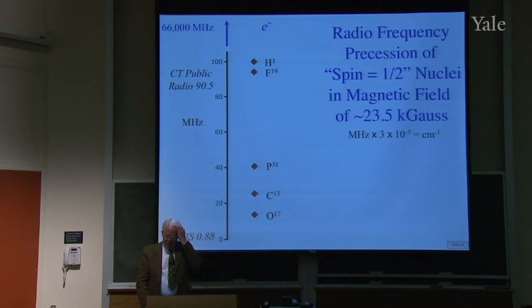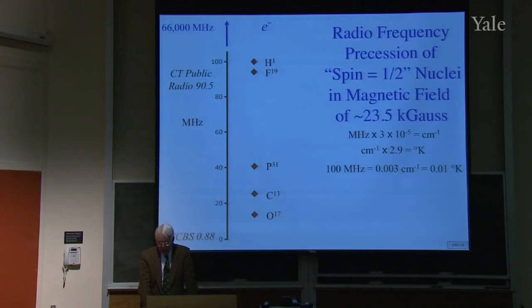Okay, so a megahertz multiplied by 3 times 10 to the minus fifth is wave numbers. Remember in IR we talked about frequencies in wave numbers, how many waves in a centimeter. But the radio frequencies are very, very slow compared to that, 10 to the minus fifth slower. You can also talk about it in degrees Kelvin, and 100 megahertz, where the proton resonates in this frequency, is equivalent to 0.01 Kelvin.